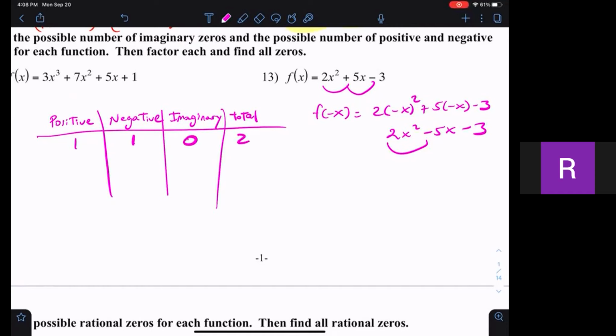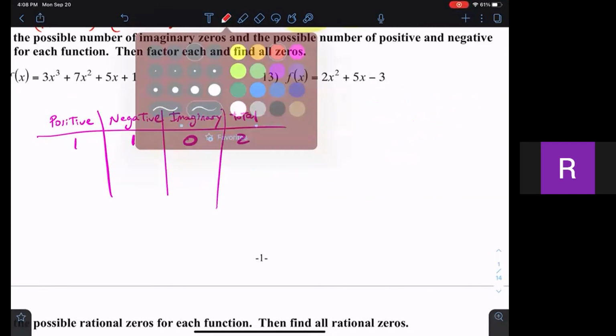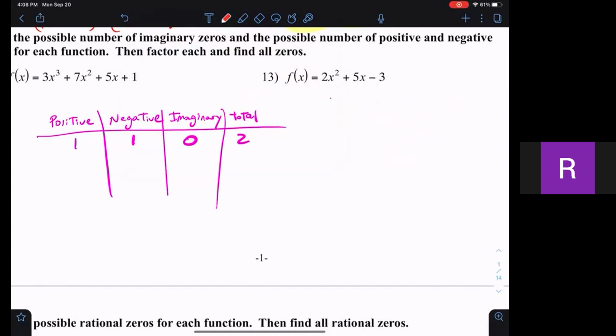So it should be 1 positive and 1 negative. Let's see if this is true. Here I don't need to apply the rational root theorem because this is only quadratic, right? There's no GCF because this is 2, 5, negative 3. No GCF. I can use the AC method, right? Let's see if it works.